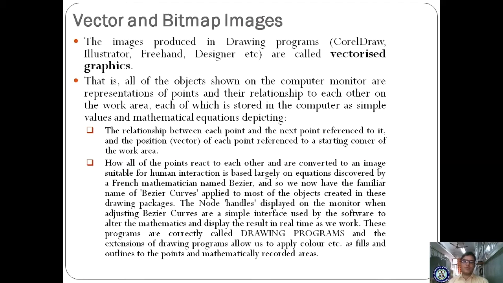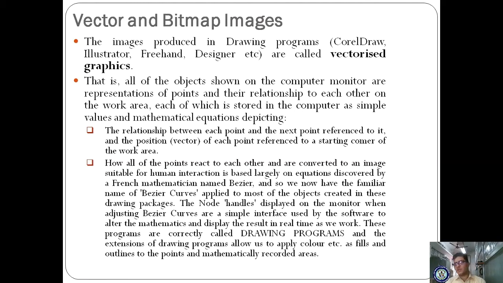The relationship between each point and the next point refers to it. Okay, each point refers to its next point, and the position of each point refers to a starting coordinate of the work area. Okay, so you start the image and you are dragging that. Okay, how all the points react to each other and are converted to an image suitable for human interaction is based largely on equations discovered by a French mathematician named Bezier.